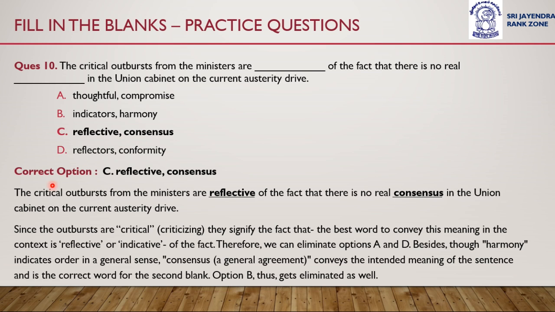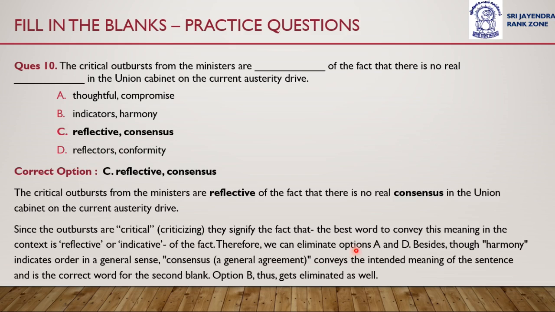Option C is the correct answer. The critical outbursts from the ministers are reflective of the fact that there is no real consensus in the Union cabinet on the current austerity drive. Since the outbursts are critical, the best word to convey this meaning in the context is reflective or indicative.